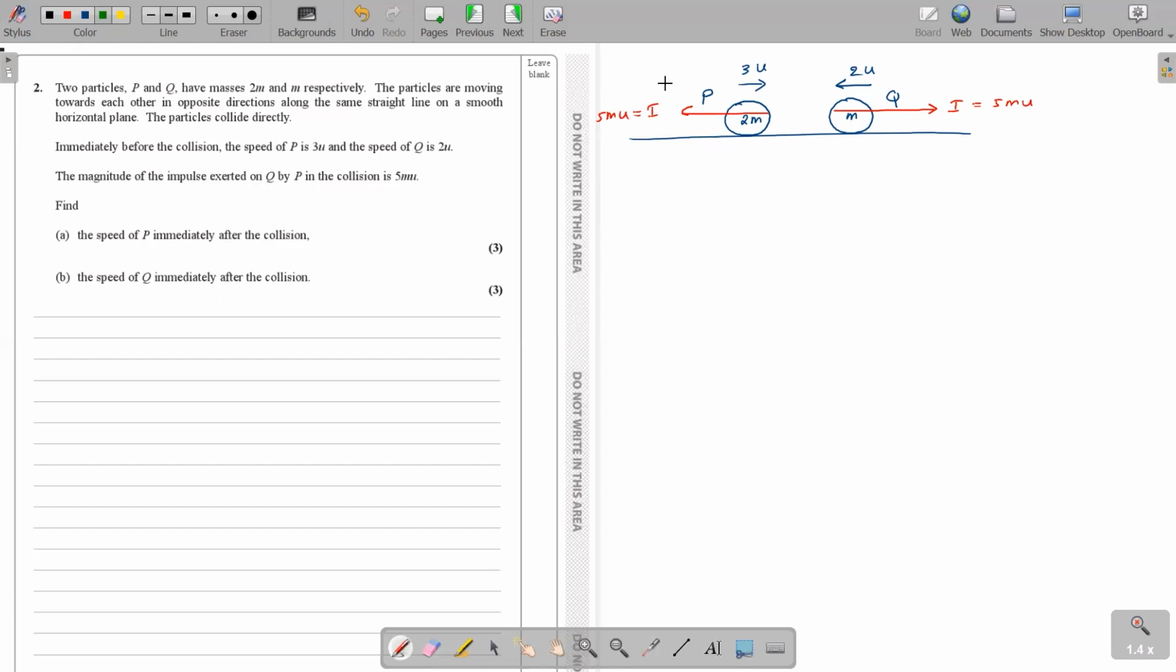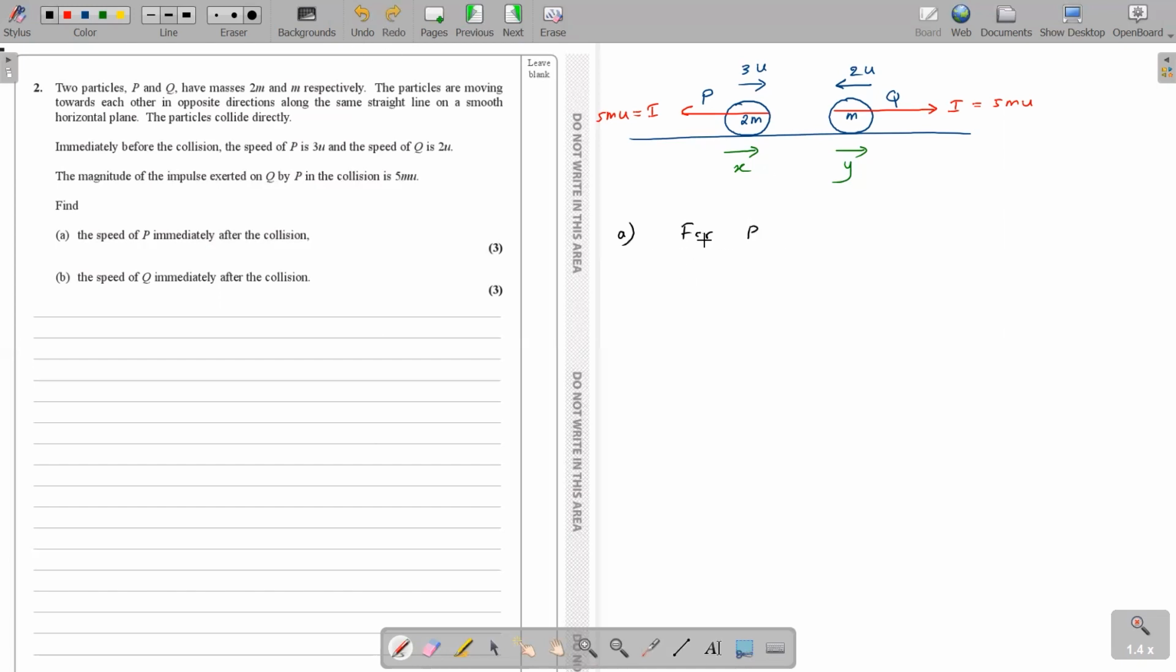So I will choose to write this as the positive direction. Let's say this is speed x and this is speed y. Okay, so I'm supposed to find the speed of P immediately after the collision. I have to find x. So what's the best thing to do here? What equation am I supposed to use? For P, we will use what?